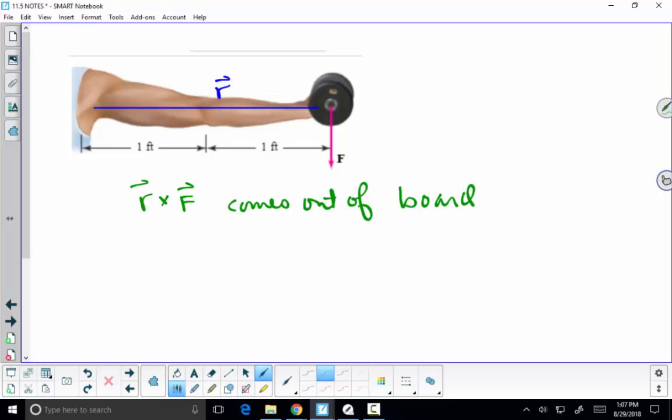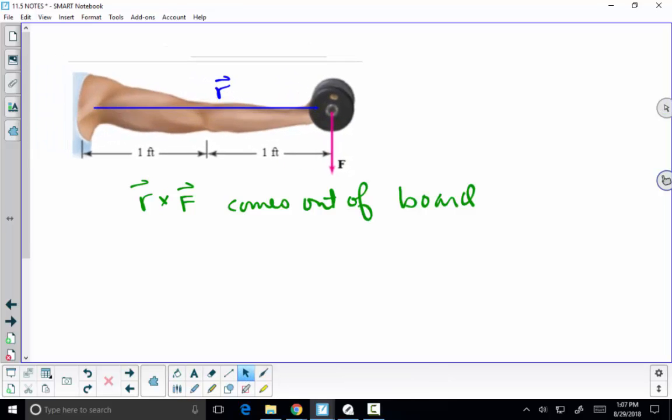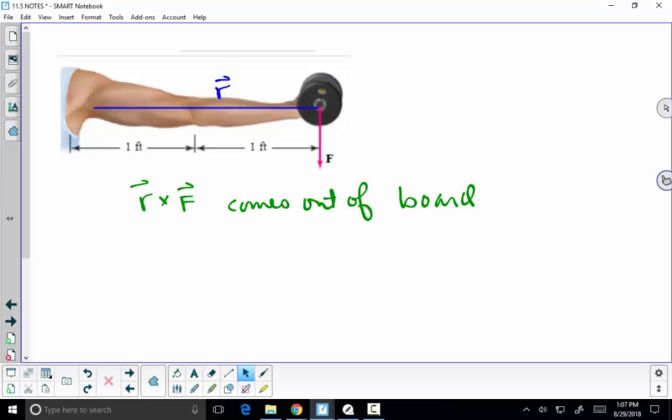What if r was facing the other way? Well, you go in the direction of r, pointing that way. Like if f was on the other end. So if we moved f over here, and r is pointing that way, it's still the same. Okay. So if r is up on that side, is r cross f going into the board or coming out of the board? R cross f is going in. It goes in.